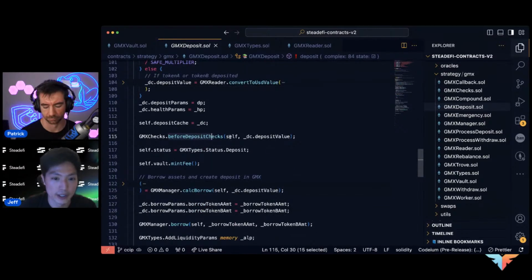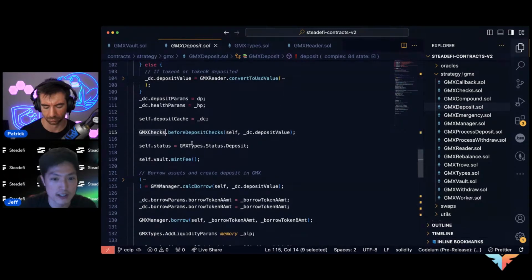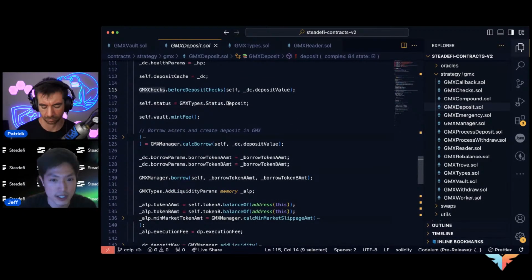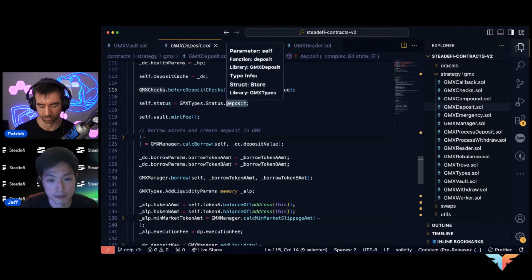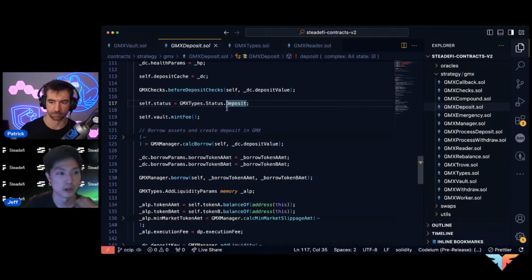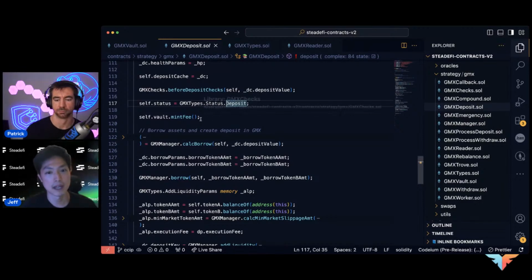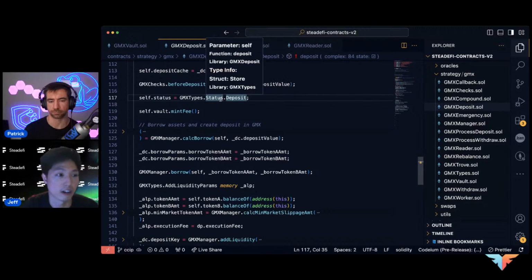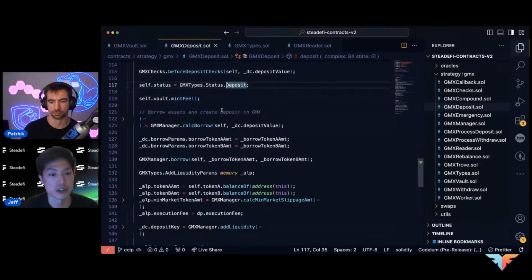Okay, then we go ahead and do various checks. And like I shared earlier, all check functions we put in GMX checks. And then we change the state of the vault. The reason we change the state of the vault is because there are so many things that can happen in this vault, and they can happen through different transactions. So when someone is depositing and the deposit is not complete, we don't want to allow another user to deposit as well, because that's going to mess things up. So it's a one-transaction, one-action-at-a-time type thing. So status is very important to be set correctly, so we don't allow incorrect actions to happen.